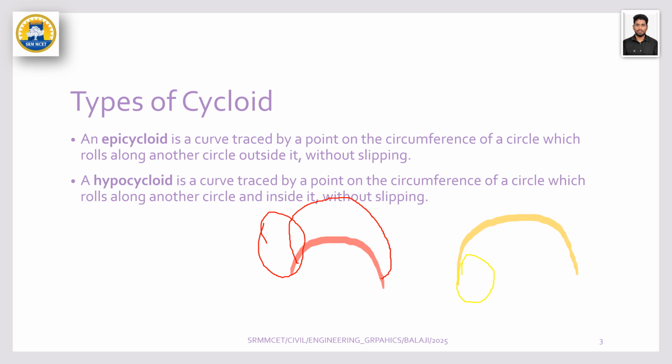So if we plot a point like this on the circle, the path traced by this point will be like this. In the case of the hypocycloid, this gives the path traced by the inner circle. This red line gives the hypocycloid, while in the first case this line gives the epicycloid.